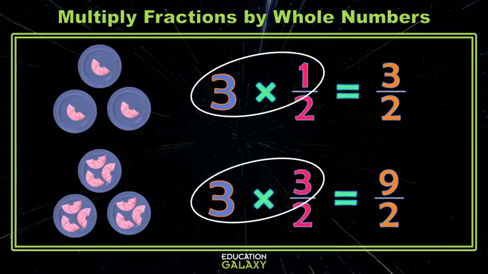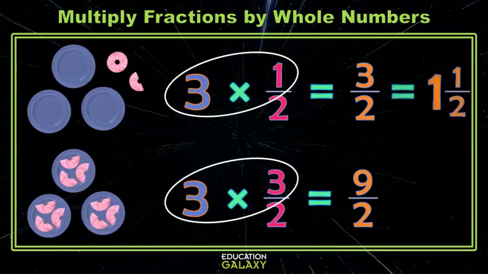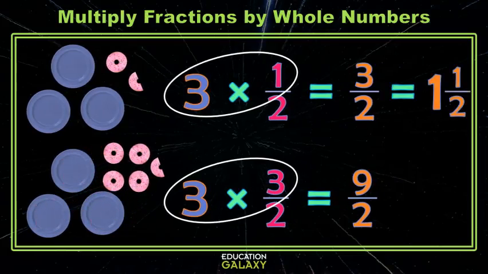And some of you are wondering if these improper fractions, 3/2 and 9/2, can be written as mixed numbers. And they can. In our first example, our 3 times 1/2, if we try and put those donuts back together, you'll see we do end up with 1 1/2 donuts. In our second example, if I try and put all my halves back together again, you'll see that we end up with 4 1/2 donuts.